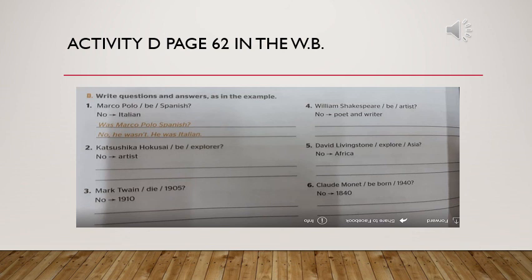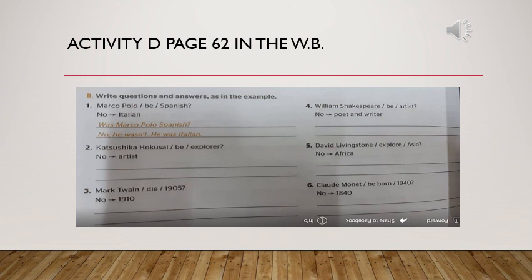No, artist. So, how do we make the question? For questions, we start with was because we are talking about one person. So, was Katsushika Hokusai an explorer? No, he wasn't. He was an artist. Now, number 3, Mark Twain died 1905. No, 1910. So here we will use did. Okay, so did, not was. Did Mark Twain die in 1905? No, he didn't. He died in 1910.